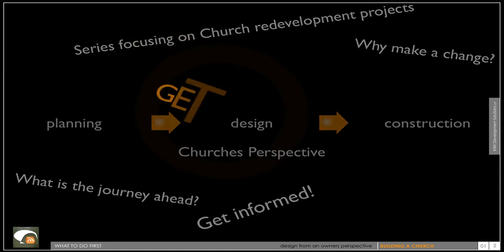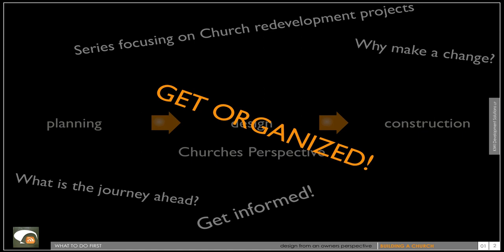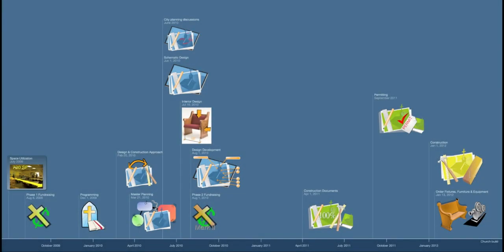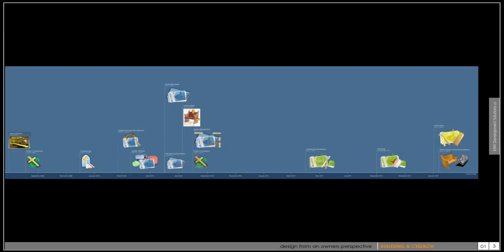My advice to people at the very beginning is to organize yourself well. And that really starts with an understanding of what the process ahead really is. So getting organized really means getting informed. And this podcast is intended to provide some background information and a general understanding of how a project will develop. This particular schedule is made up from understandings of a previous project.